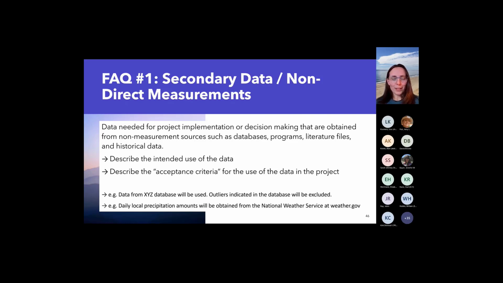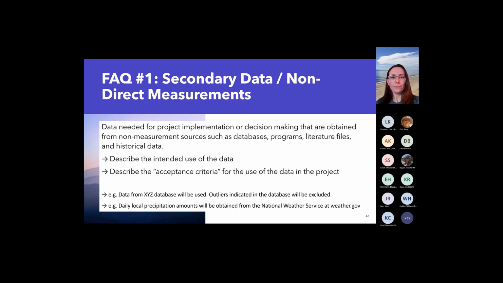One question is not super difficult, but I think it can be hard to wrap your brain around at times. So we'll go through what is a QAPP requirement for secondary data or non-direct measurements. First of all, what is this even? This would be data that you're collecting for your project. It's not a sample that you are collecting or data that you are directly generating as part of this project.